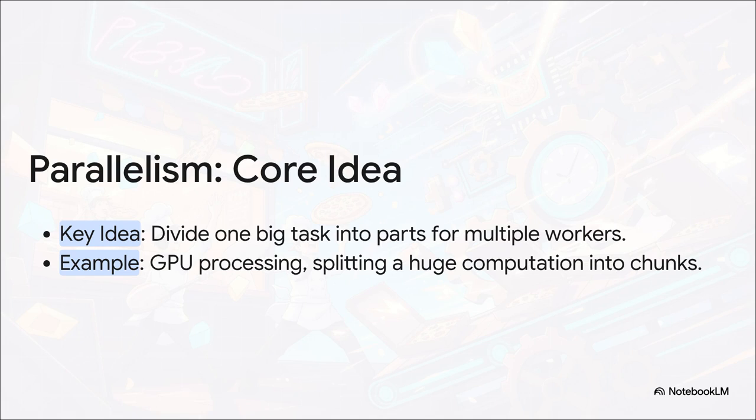It's the best way to take one enormous problem, break it into smaller pieces, and have multiple workers solve them all at once. So while multiprocessing has many chefs on different pizzas, parallelism has many chefs on the same pizza. The best real-world example of this is a graphics card, a GPU, which has thousands of tiny cores all working in parallel to draw the millions of pixels on your screen.